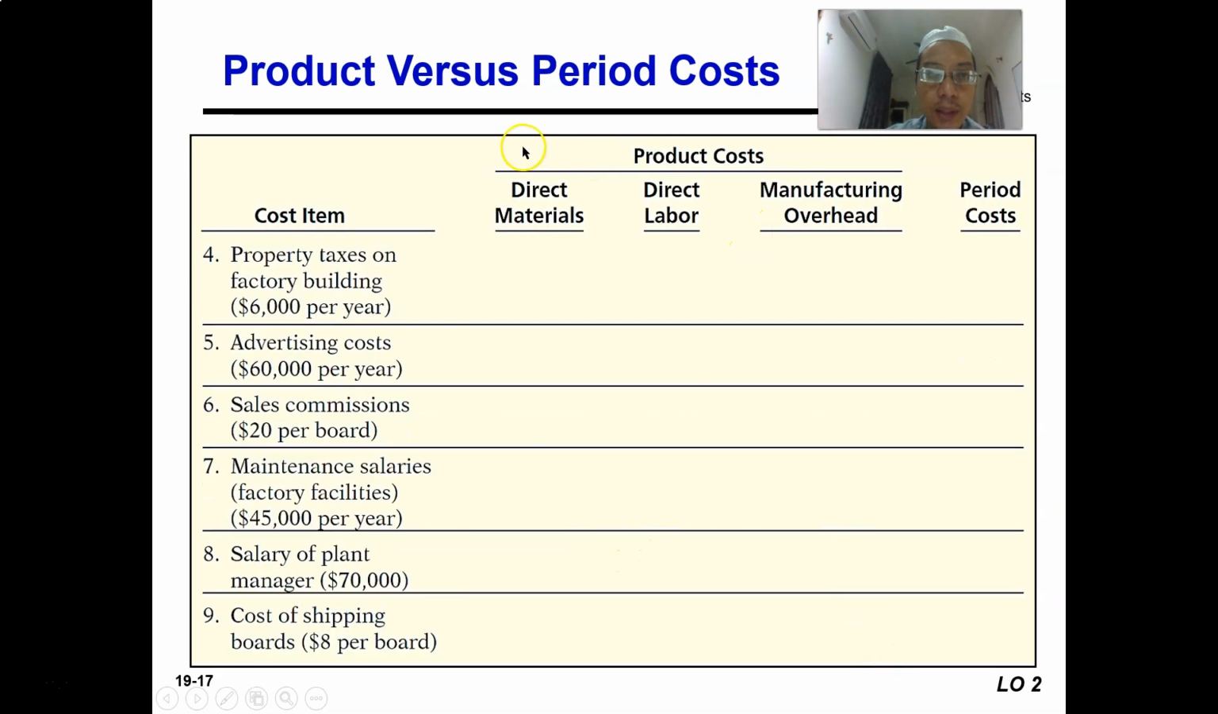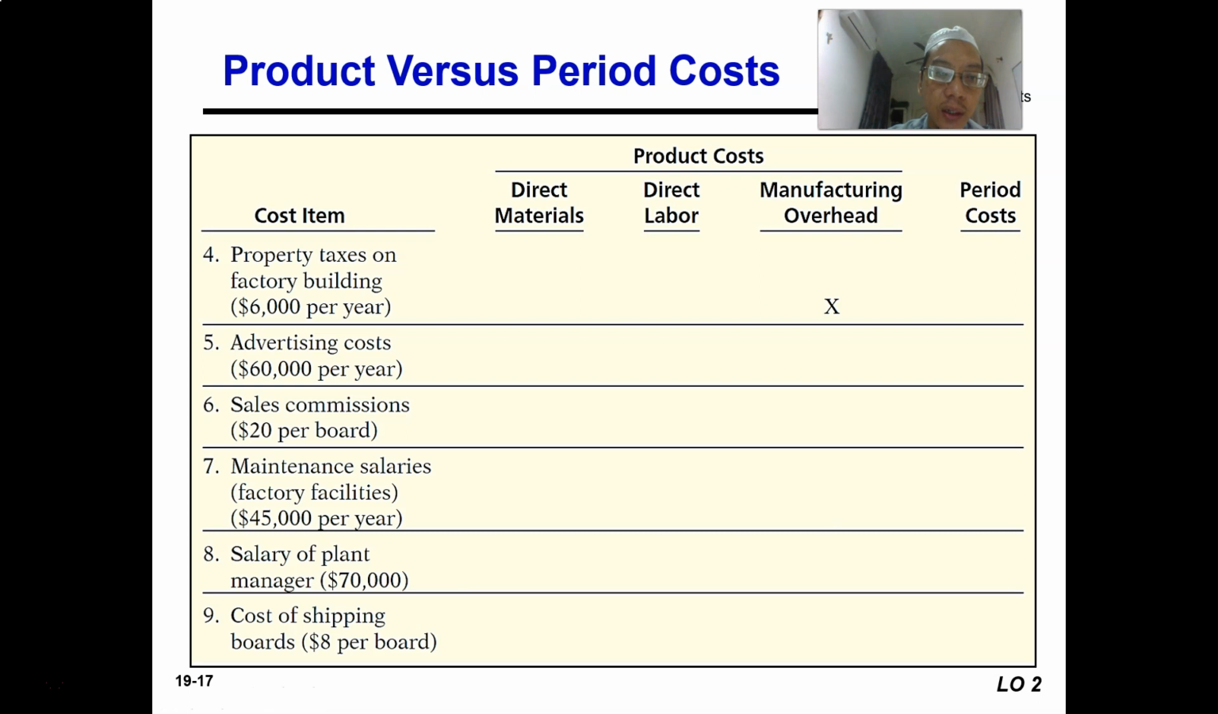And then there are other costs like property taxes on the factory building. Remember, this is a factory building. So this property tax is essential for the manufacturing purpose, because if we don't pay tax on the factory, then we are operating the factory illegally, and we have complications later on. So this is actually part of the manufacturing, but it's not directly related to the product. Nevertheless, it is essential for the manufacturing process, so this is part of manufacturing overhead.